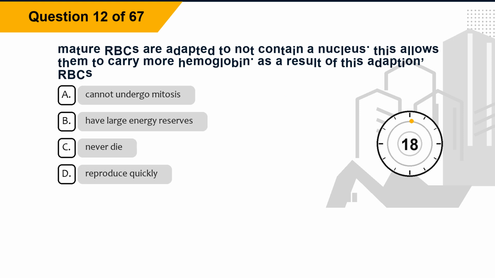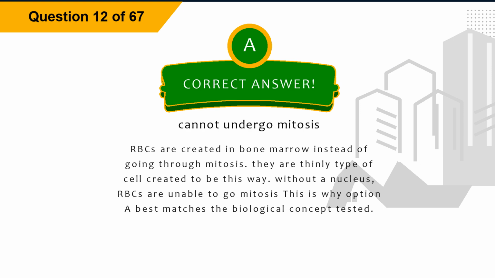Question 12. Mature RBCs are adapted to not contain a nucleus. This allows them to carry more hemoglobin. As a result of this adaptation, RBCs: Option A, cannot undergo mitosis. Option B, have large energy reserves. Option C, never die. Option D, reproduce quickly. The correct answer is option A, cannot undergo mitosis.